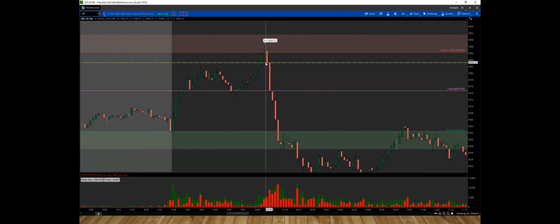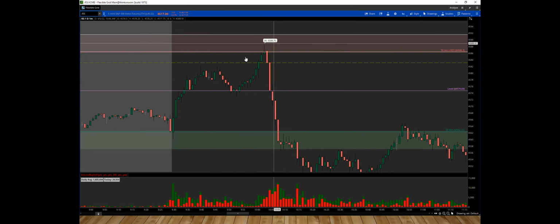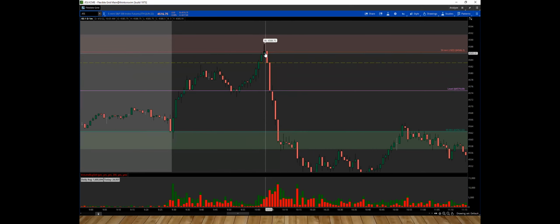But to answer your question, this is why we have supply and demand zones: to give us context and to not make the mistake of going long on the high of the day.